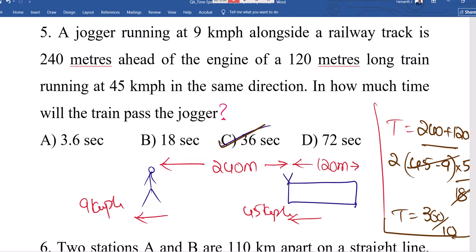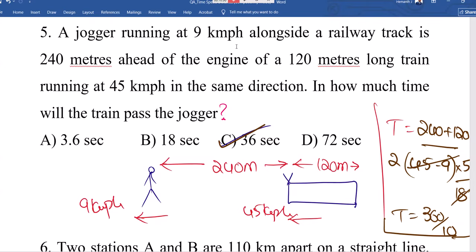Train crossing a jogger. A jogger is ahead of the engine, 240 meters ahead of the engine. There is a gap. Okay, we have to just understand how that gap should be filled. Right. And CTS exam, what they given now, one of the question like, see this question if I want to put in advanced, this is okay, moderate level question.